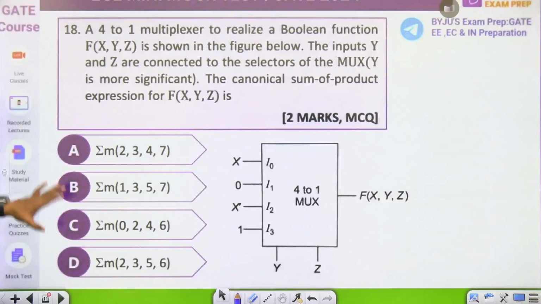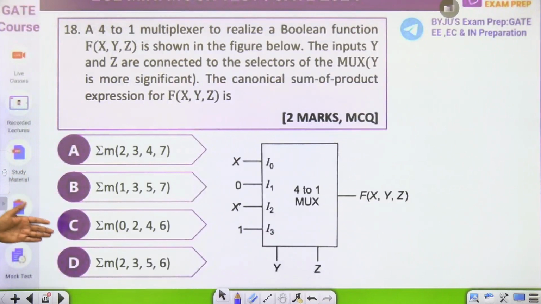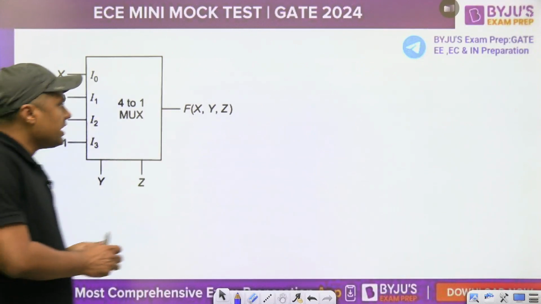These are the minterms given. 2-mark question. Then guys, watch this. Because these are the minterms given, what is the function here? Y is the significant Z, and the function is what? X, Y, Z.